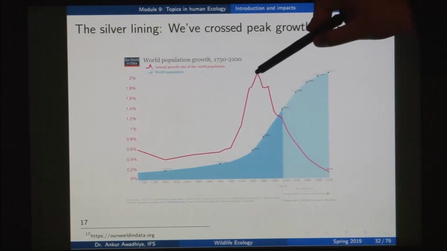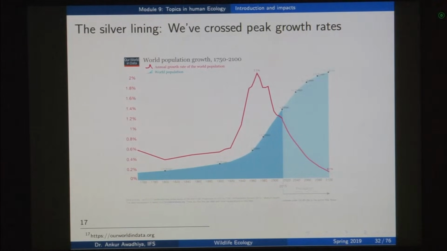So, the world population has not started decreasing, but at least the rate of increase has reduced. And if this reduction continues, then after a short while we will have a case in which the world population will start behaving more and more steadily. So, we will have reached some peak.